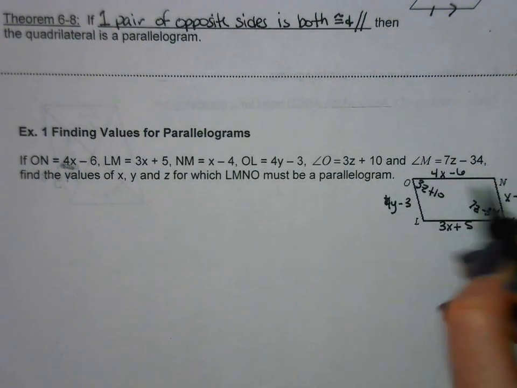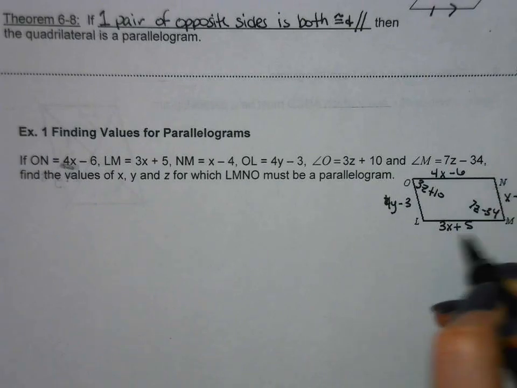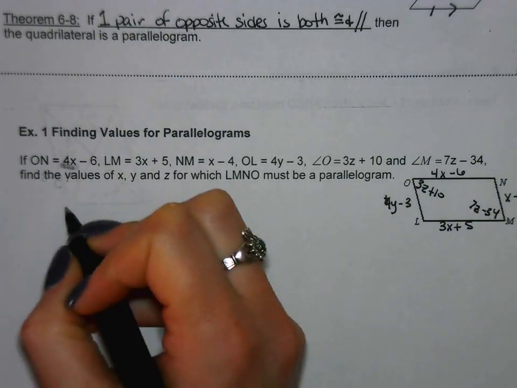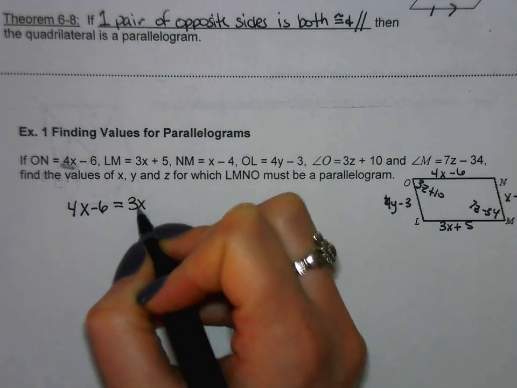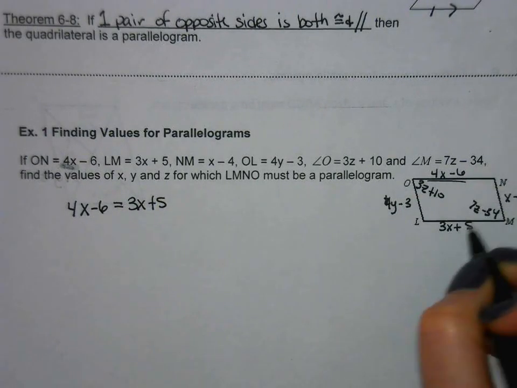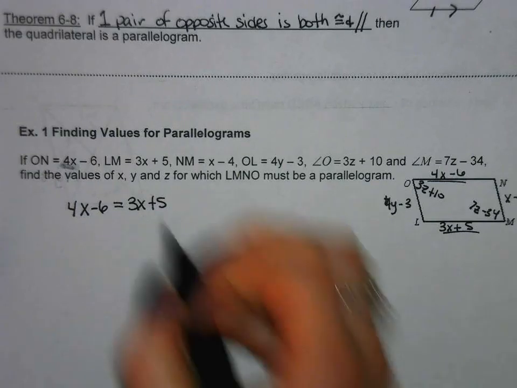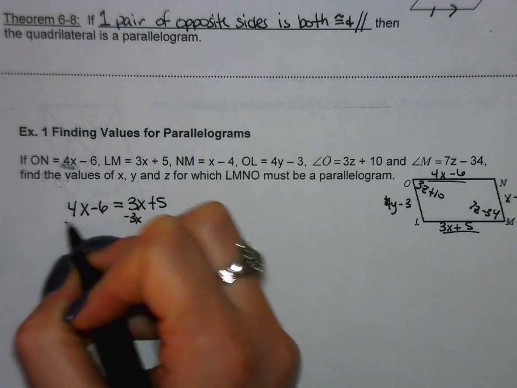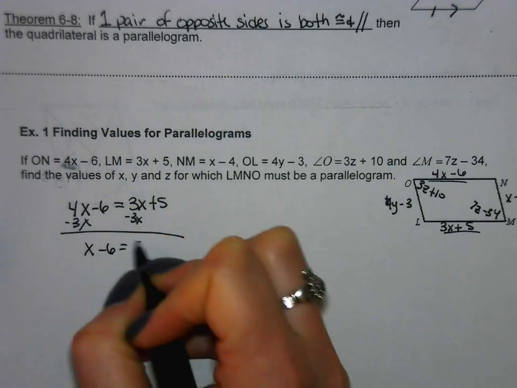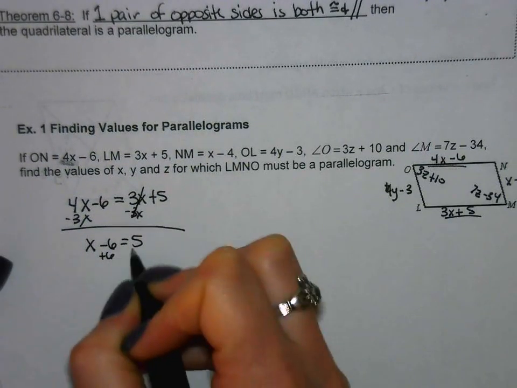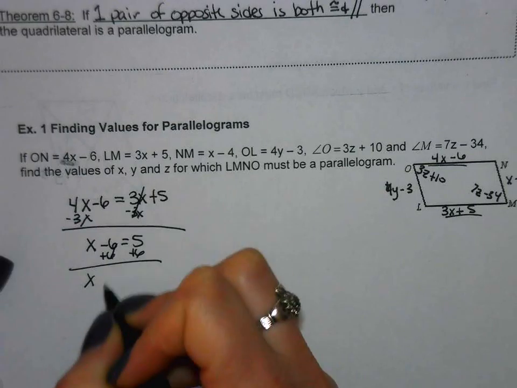So I know that my opposite sides are congruent, so I know ON is congruent to ML. So that means I have 4x minus 6 equals 3x plus 5, because these two are congruent to each other. So I'm going to subtract 3x from both sides. So 1x minus 6 equals 5. Add 6. So I know x equals 11.